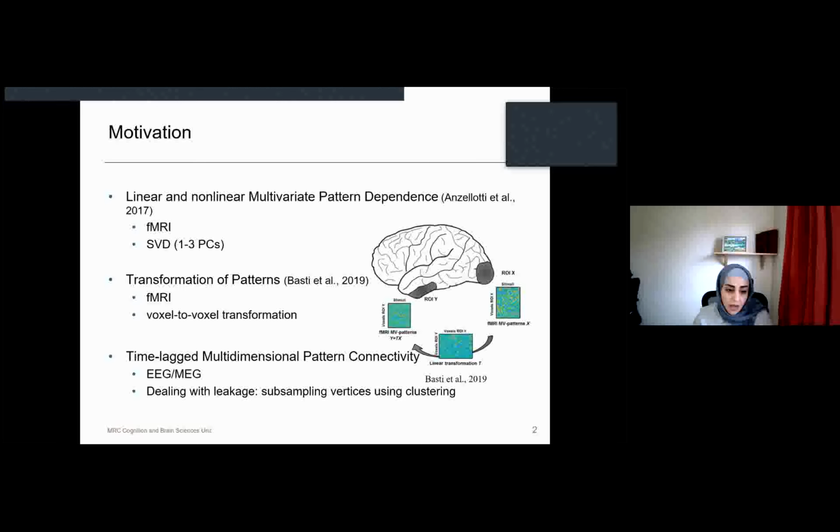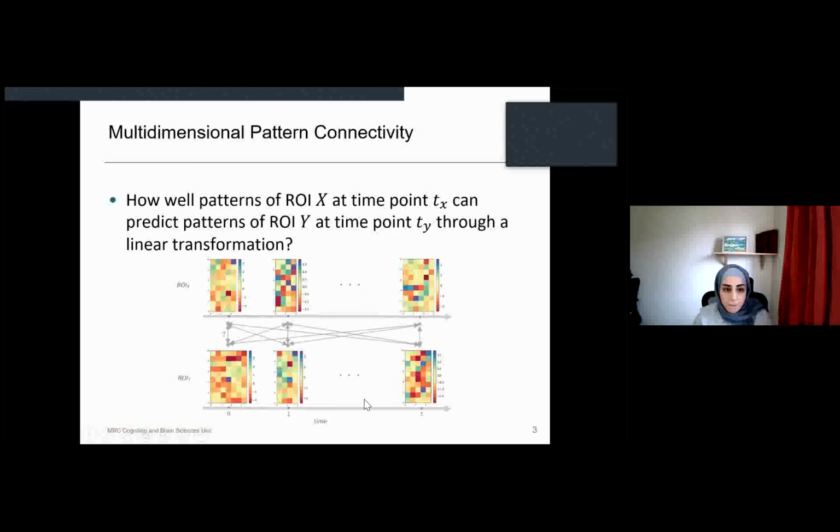And because it's EEG and MEG, we need to deal with leakage. To do so, we subsampled vertices using clustering. Essentially, we want to see how well patterns of ROI X, so these are patterns of ROI X at different time points, and these are patterns of ROI Y at different time points. We want to find out how well patterns of ROI X at time point Tx, like this one, can predict patterns of ROI Y at time point Ty, like this one, through a linear transformation.